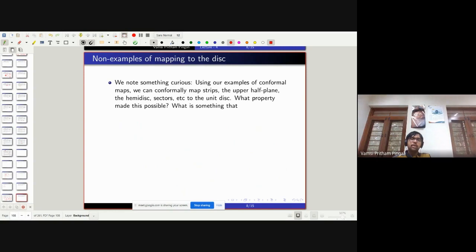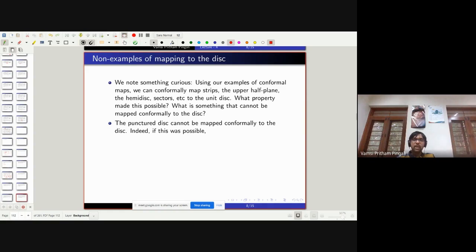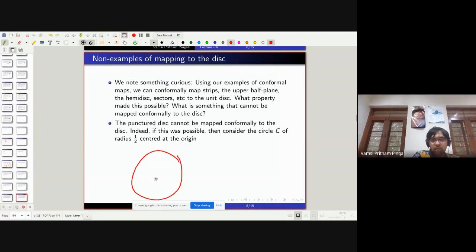So what is something that cannot be mapped conformally to the unit disk? To answer a question like which domains can be mapped to the unit disk, you have to give me at least one example of something that cannot be mapped conformally to the unit disk. Then we can see what is actually going wrong. So the punctured disk cannot be mapped conformally to the unit disk. So what is the punctured disk? Simply the unit disk except for this point.